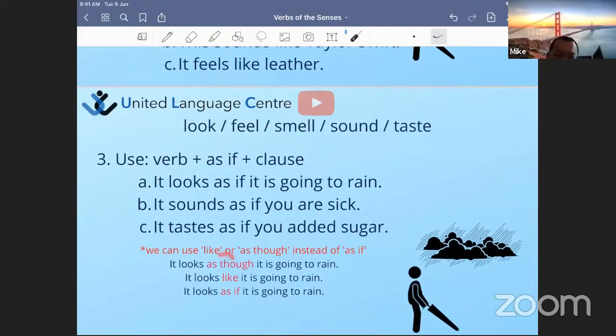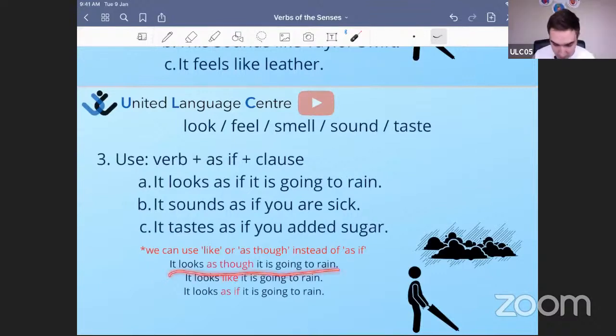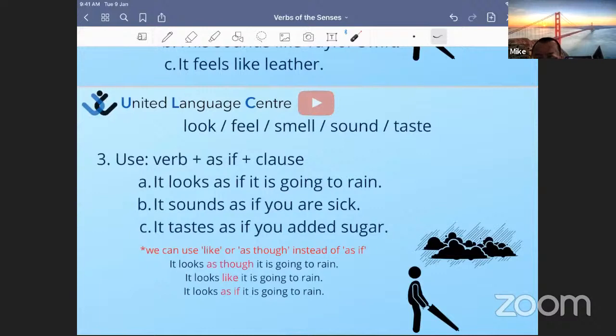So as though, as if, and like have the same meaning, right? It looks as though it's going to rain. It looks like it's going to rain. It looks as if it's going to rain. Same meaning. Exactly the same meaning. No difference. Okay. So if you want to sound like a native speaker, just use all three, right? Sounds as if, sounds like. If we use all three of those, then you will sound like a native speaker.